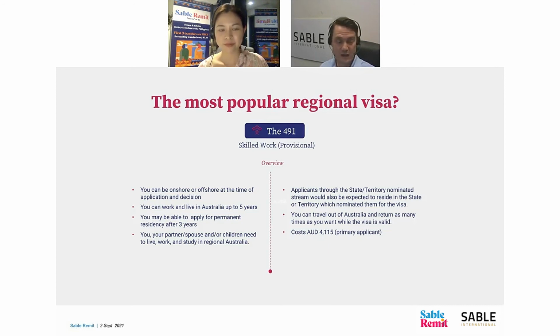You can bring your partner, your spouse, your children. They can all be attached to the visa as secondary visa holders. They do, however, need to live and work and study in regional Australia also. The cost is listed there. So the cost to the primary applicant is 4,115 Australian dollars.